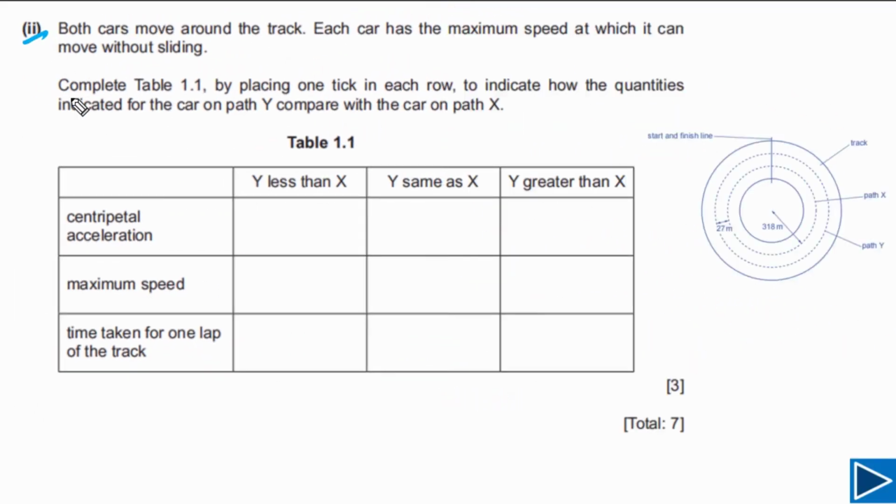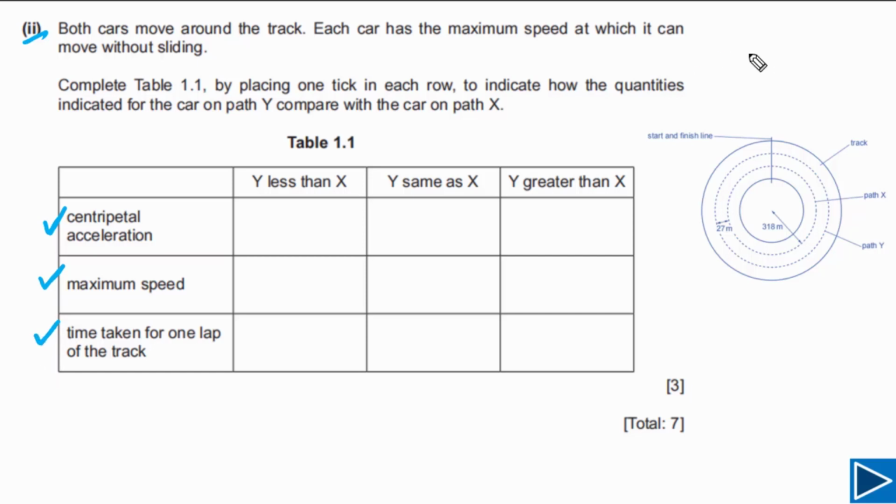For the second part, we need to compare the centripetal acceleration of X with Y. We also need to compare the maximum speed of X with Y, and also the time taken for one complete cycle of X with Y.